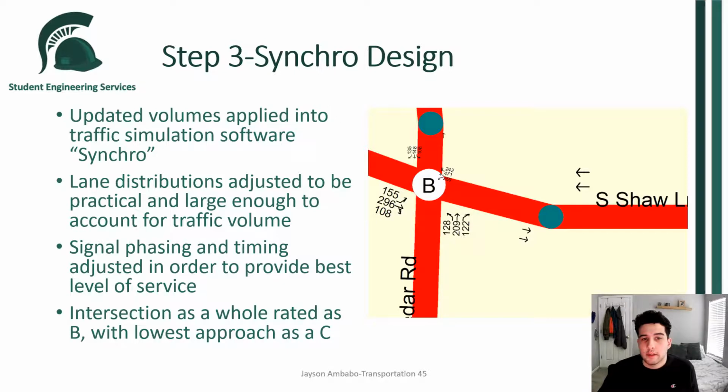The updated traffic volumes calculated previously were added into Synchro, which is a traffic modeling software. The lane distributions and basic geometry were adjusted in order to make sure that this could handle the traffic volumes calculated. Additionally, the signal timing and phasing had to be adjusted in order to provide the best level of service possible. The intersection as a whole was rated a B, with several of the best approaches being A and the worst being a C.